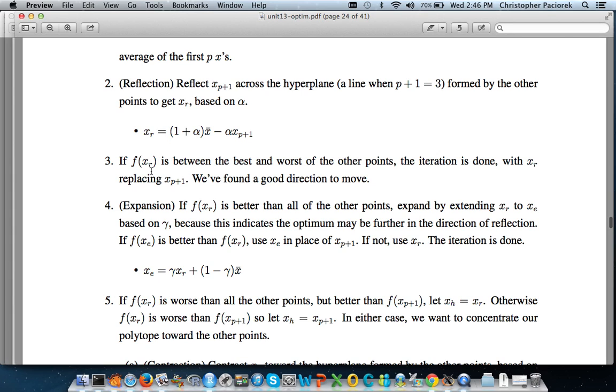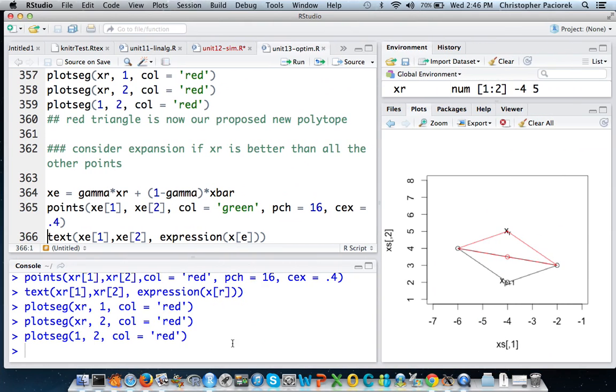Okay, so if that x sub r is between the best and worst of the other points, then we're just going to use that red triangle. So if this is the best, we want to go further. As long as it's not the worst and not the best, then we basically want to replace the original triangle with this new triangle. And if this was originally the worst point, if this is no better than these 2 points, then we have to see, is this any better than this x p plus 1 point? And then decide how to move based on that.